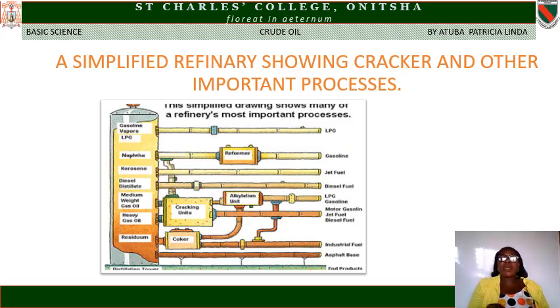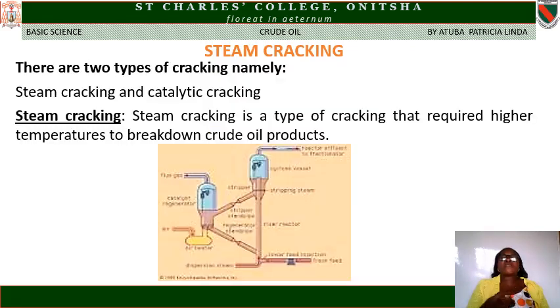Like here, when we crack petrol, we get gasoline, we get motor gasoline, we get jet fuel, we get diesel fuel. From which product? Petrol, which is gotten from petroleum. We have two types of cracking. Number one, we have steam cracking and catalytic cracking.